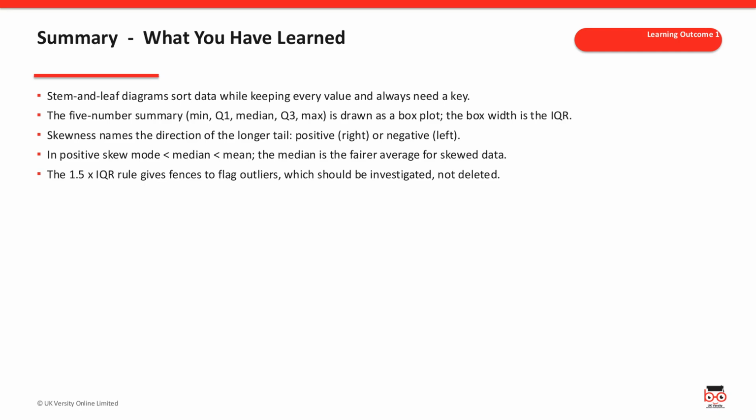So, pulling the outcome together. Stem and leaf diagrams sort your data while keeping every value, and they always need a key. The 5-number summary, drawn as a box plot, gives center and spread, with the box width equal to the interquartile range. Skewness names the direction of the longer tail. In positive skew, the mode is below, the median is below the mean, so the median is the fairer average. And the 1.5 times interquartile range rule flags outliers, which you investigate rather than delete.